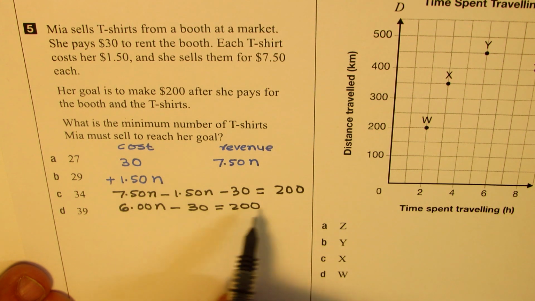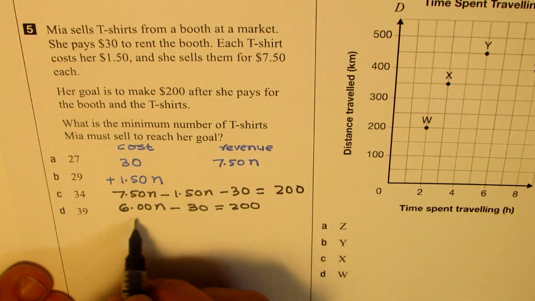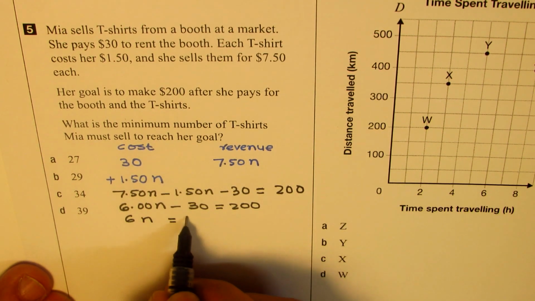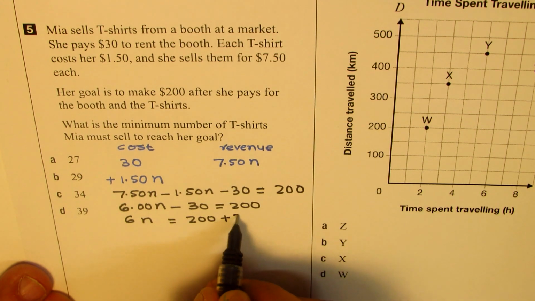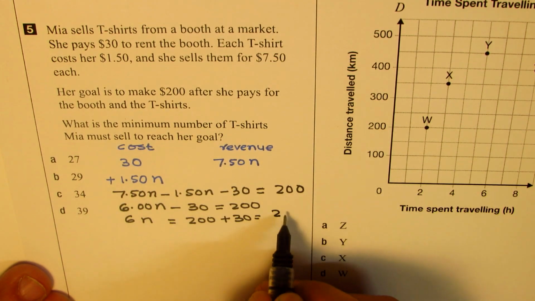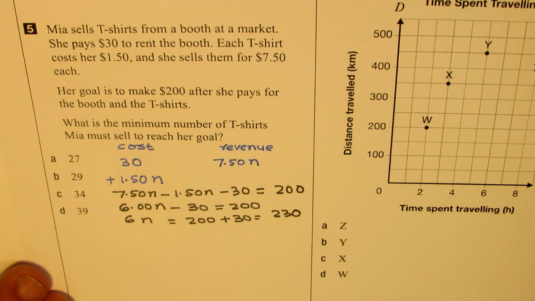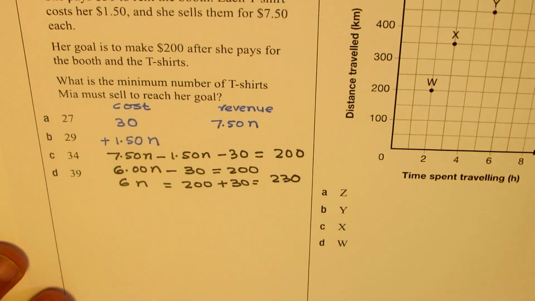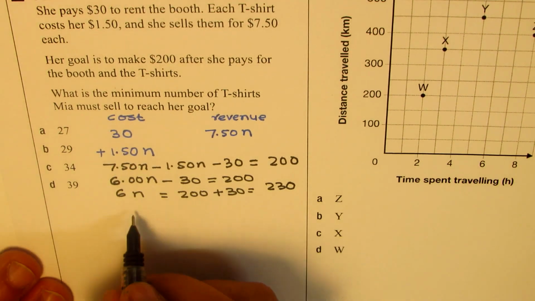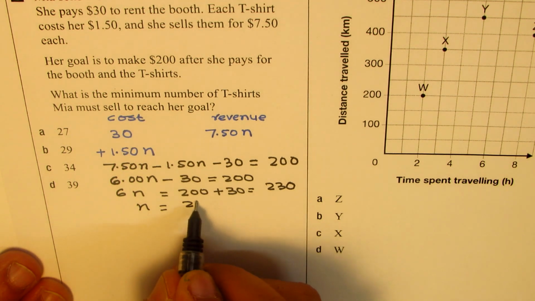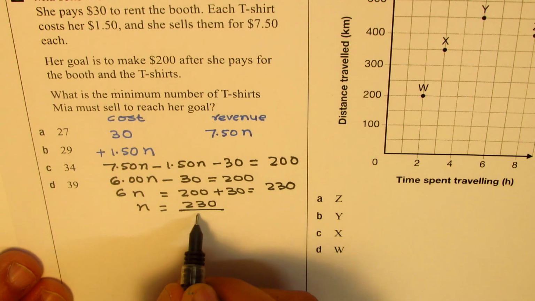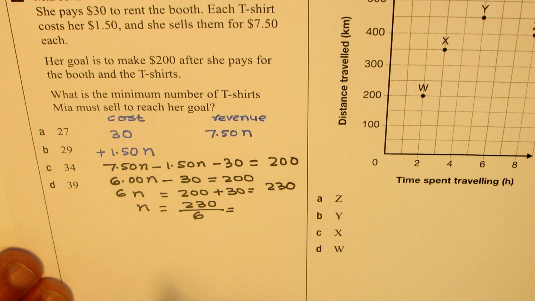So now we can take 30 on the right side. So we get 6N equals to 200 plus 30, which is 230, right? So what is N now equals to? N will be equal to 230 divided by 6. Okay?